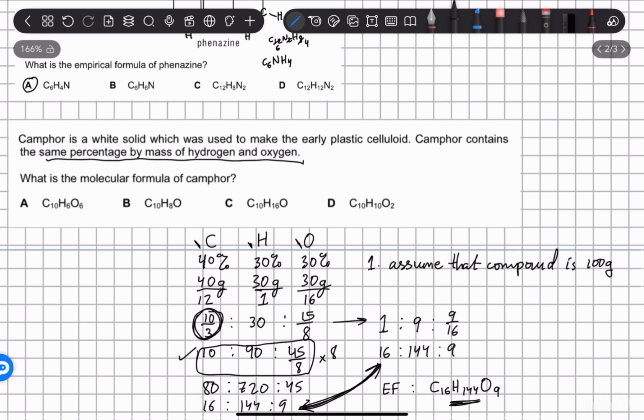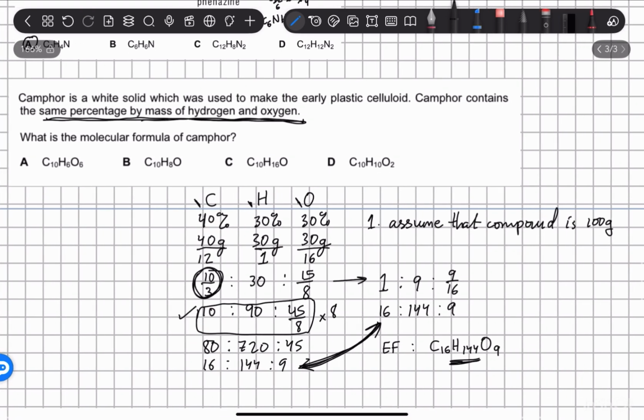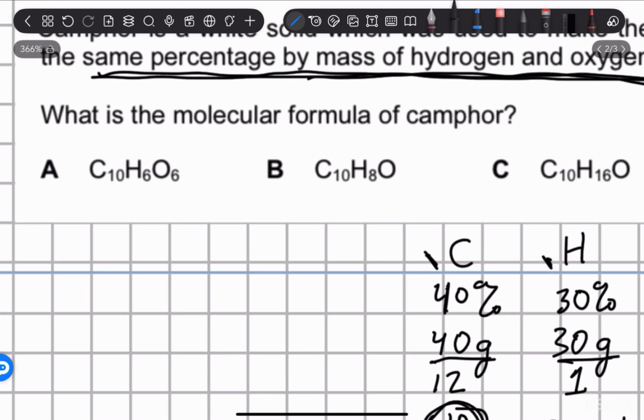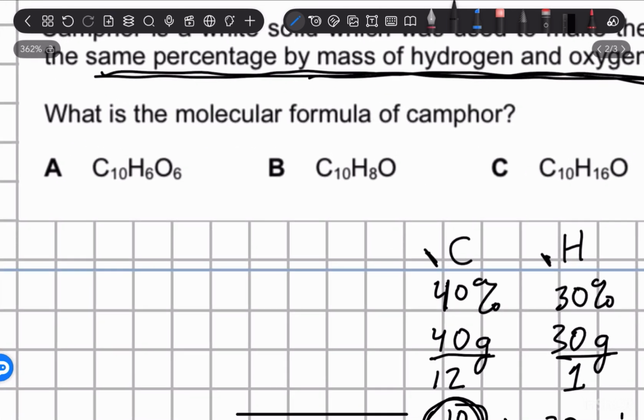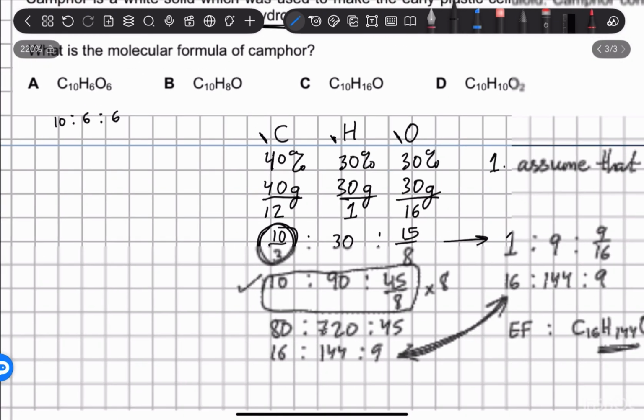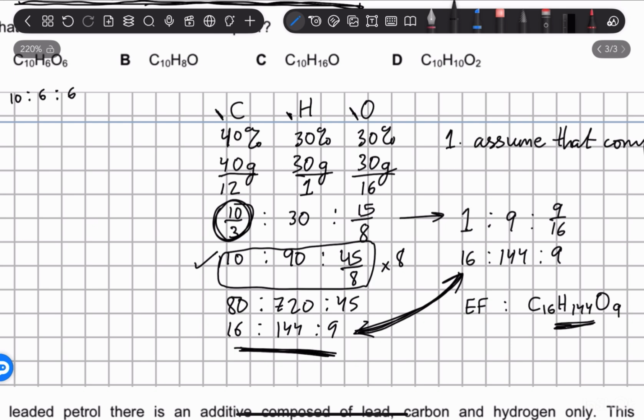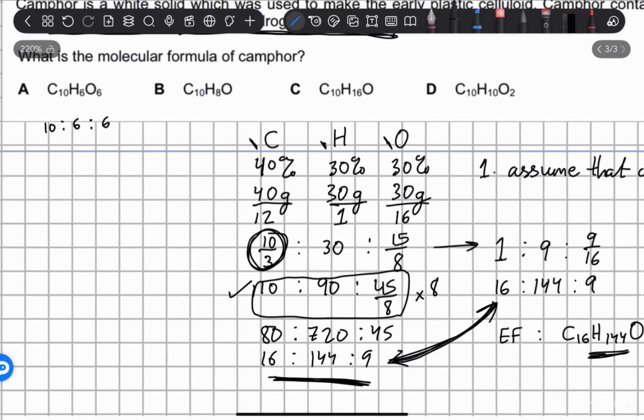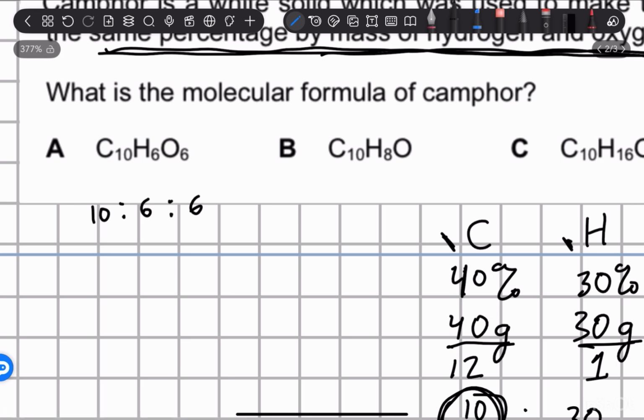Now, what we have here is the only information we have, same percentage by mass of hydrogen and oxygen. So when we're determining the molecular formula, we're going to do the reverse. And how do we do the reverse? I'm going to use this as an example. So we have 10 is to 6 is to 6. This is the ratio, the beginning step here. That's what we're given. I'm just going to simplify this a bit further. You can divide these by 2 and you get 5 is to 3 is to 3.